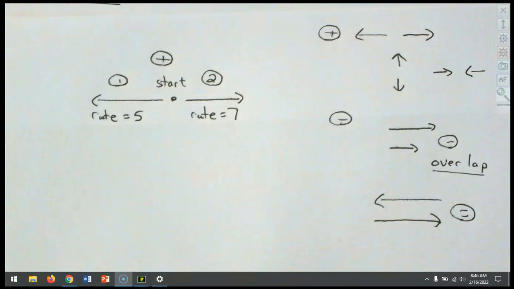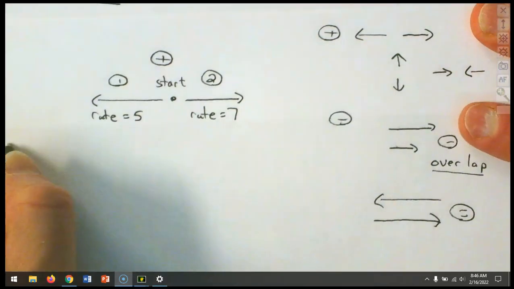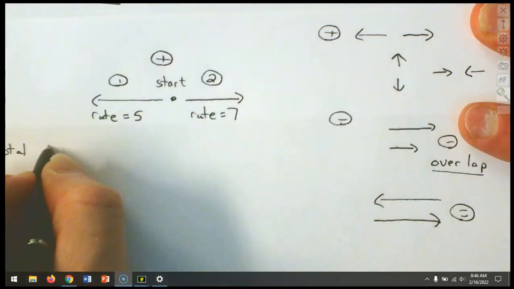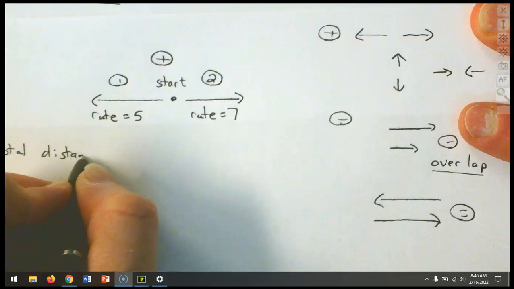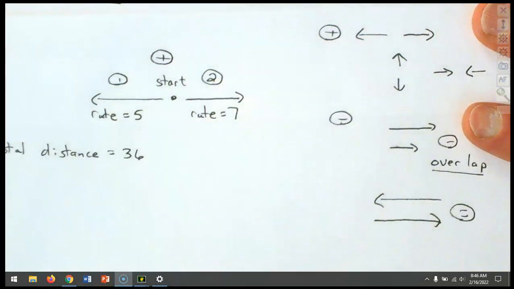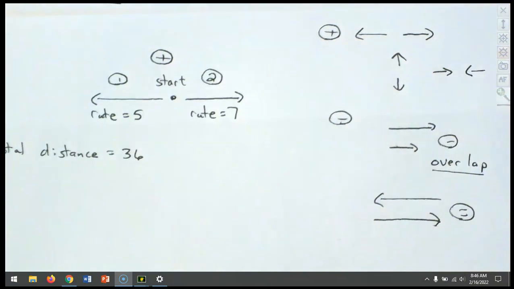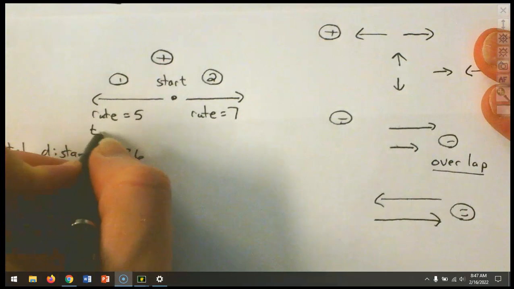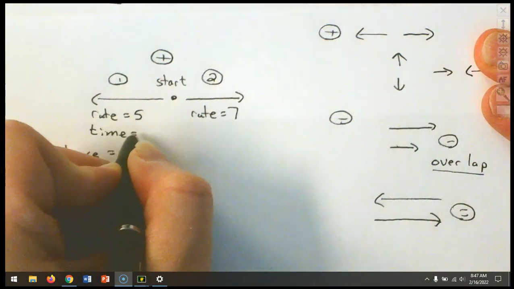Okay, and what do we not know here? Well, what we're missing in this case is we don't know the times. We know the distance apart. So we do know the total distance, which we can write down if we want. We can go ahead and keep track of that. That total distance is 36. And we don't know the time, so the times are going to be x.